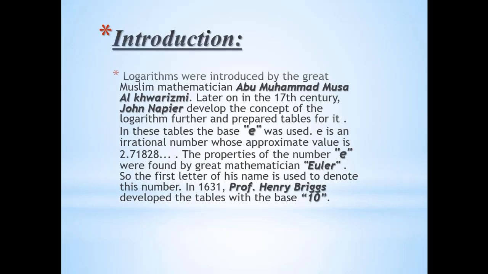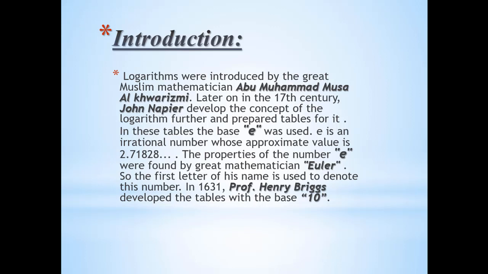Introduction. Logarithms were introduced by the great Muslim mathematician Abu Muhammad Musa al-Khwarizmi. Later on, in the 17th century, John Napier developed the concept of the logarithm further and prepared tables for it. In these tables, the base e was used. E is an irrational number whose approximate value is 2.71828 and so on.